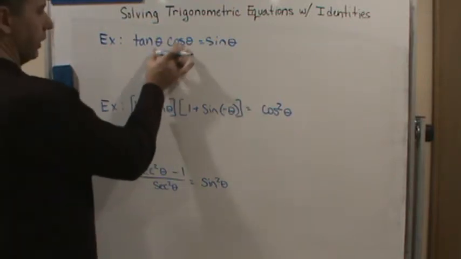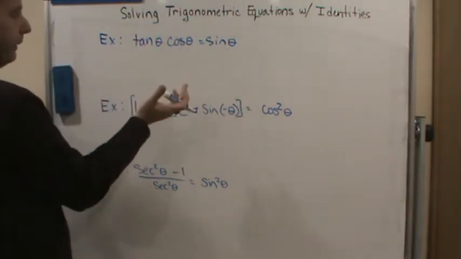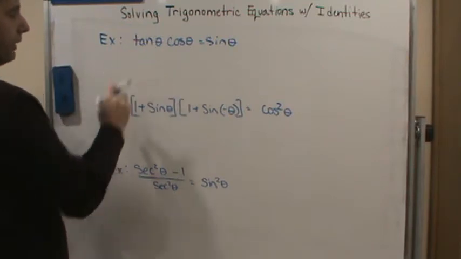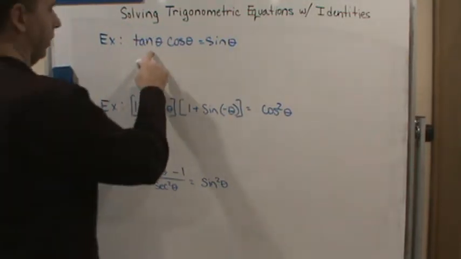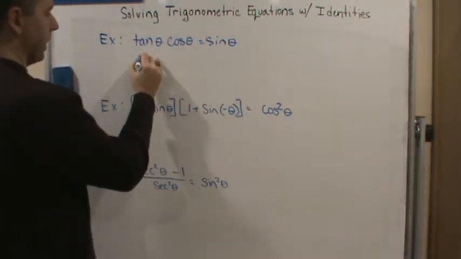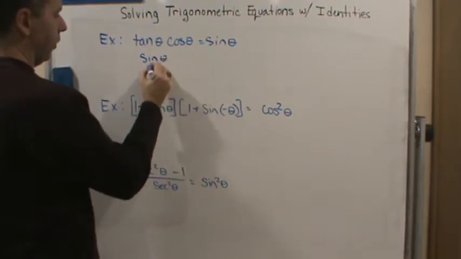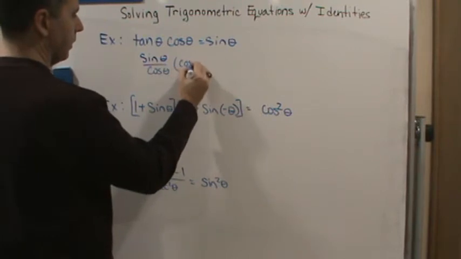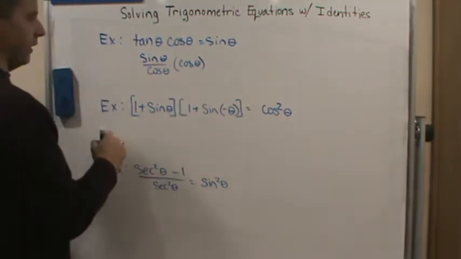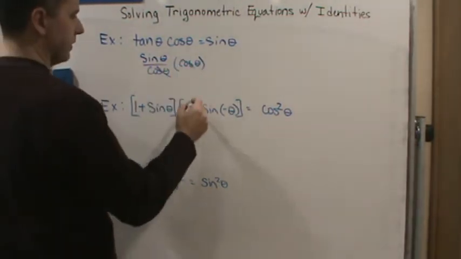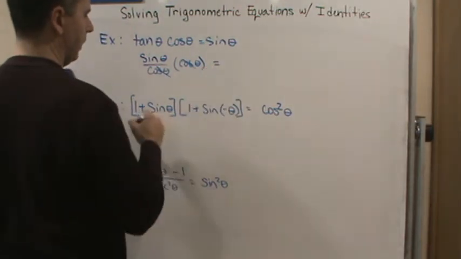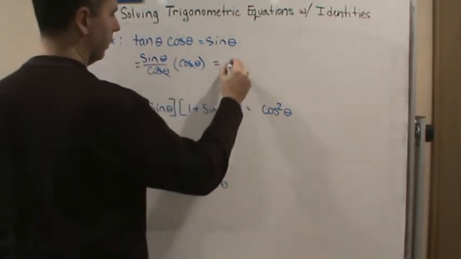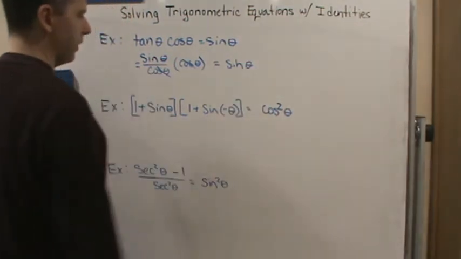Here all we're going to do is use the quotient identity. So this gives us sine theta over cosine theta times cosine theta. So the cosine thetas cancel, and we end up with sine theta, which is the result we wanted.